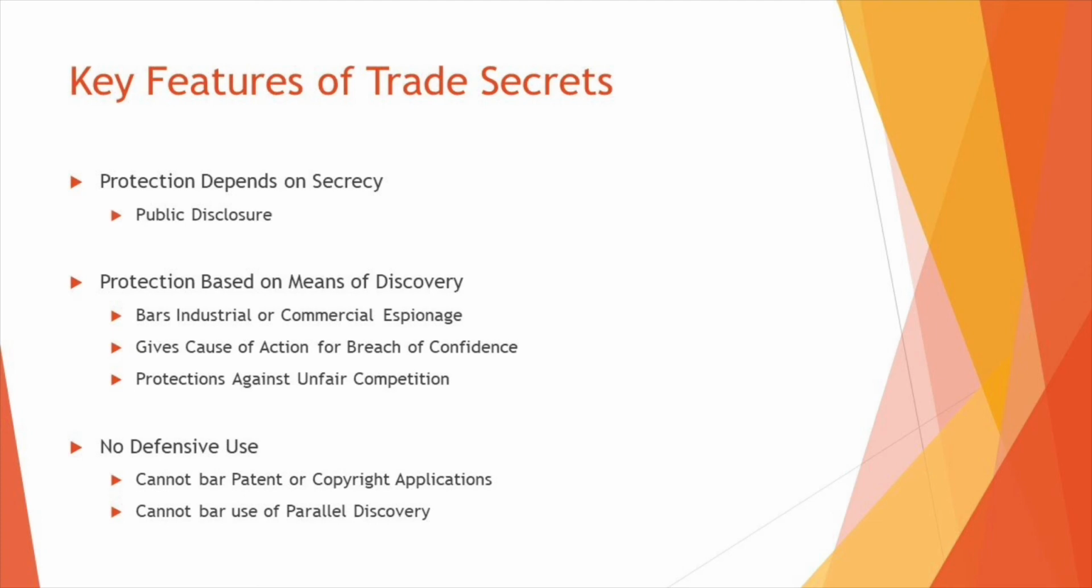But what that means is that there isn't a defensive use of this. So if someone applies for a patent or a copyright on information that you have protected through a trade secret, you can't restrict them simply on the basis that you have applied a trade secret, that you have that protection. Similarly, if someone discovers this information in parallel, if they independently arrive at the same information, then you can't bar their use of the information. The only thing that the trade secret will protect is other people piercing the veil of secrecy that you put around that information.